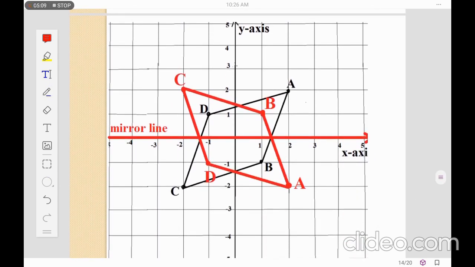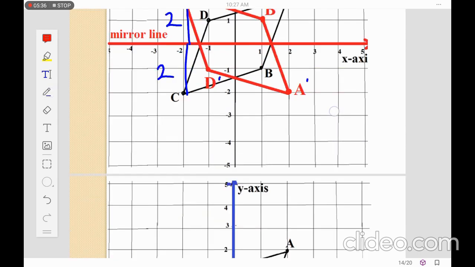When we do this, we can have something like this. With the x-axis as the mirror line, if you check the points here, my C image in red, the points are basically at the same distance. C is 2 units from the mirror line. C dash, now in red, is 2 units here, 2 units there. So that's how you do the reflection.